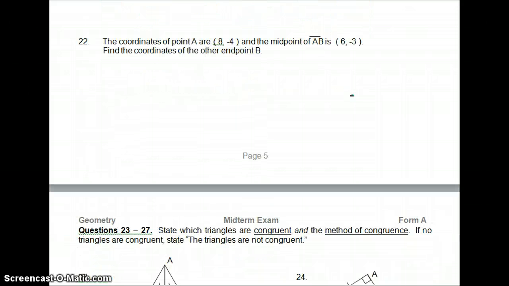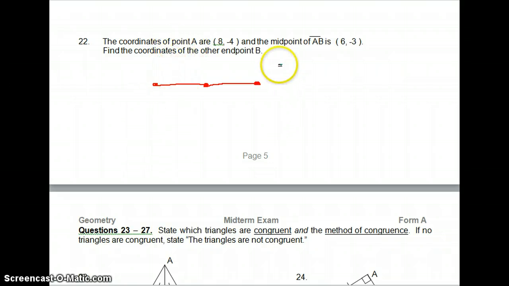22. Coordinates of point A are 8, negative 4. The midpoint of AB is 6, negative 3. Find the coordinates of the other endpoint. Okay, on this one, we're given the midpoint, so we need to find the other endpoint. This is going to be the difference. So this one we solve by drawing a picture.